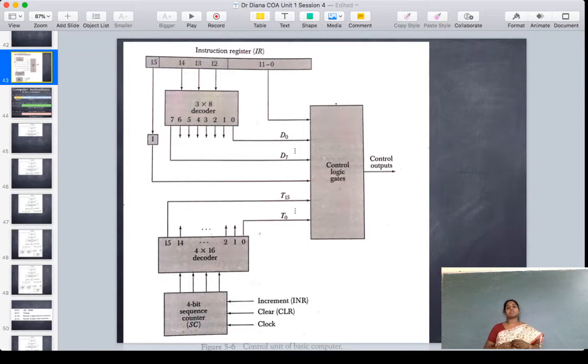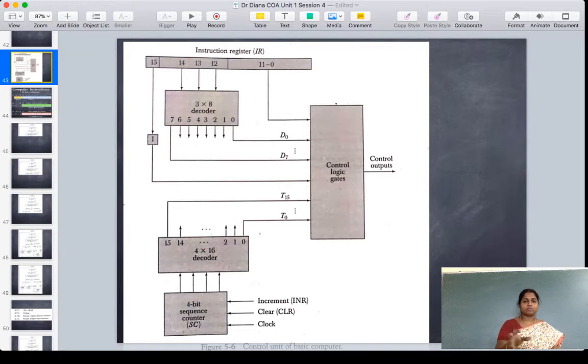The sequence counter takes the external clock and generates timing signals T0 to T15. Suppose my instruction gets completed by the end of time cycle T4, then the sequence counter is cleared and set to 0 so that it can again generate from time cycle T0. So for any instruction in the basic computer, it does not take more than 16 timing cycles. T15 is the highest number, so to reach T0 to T15, we need 16 outputs.